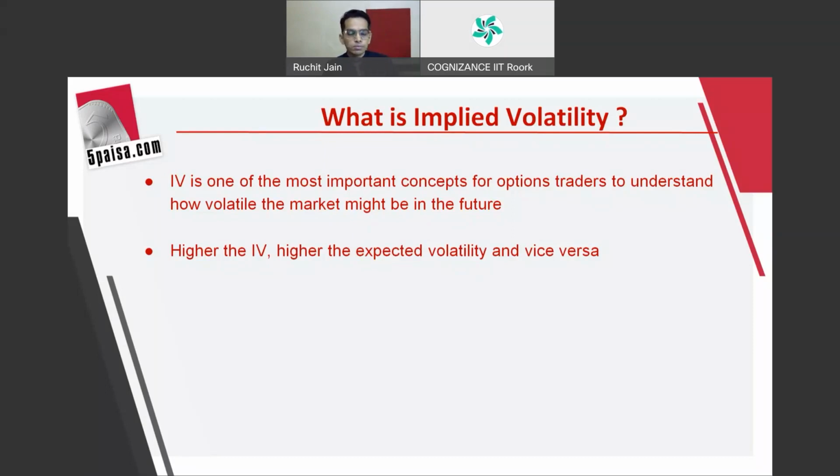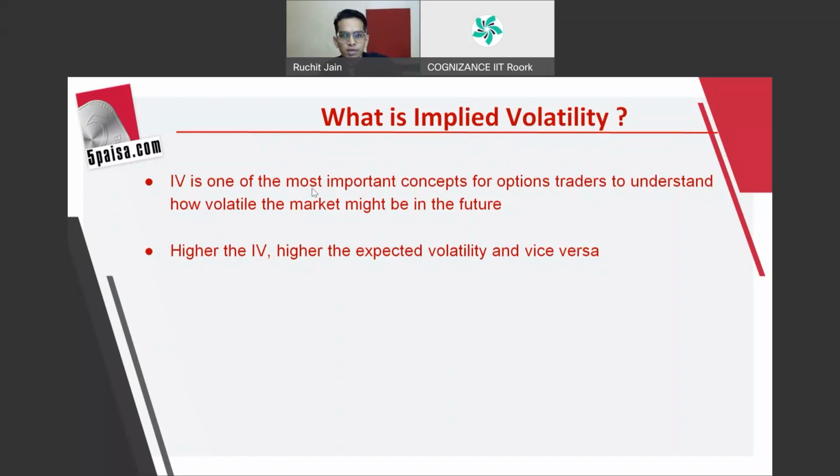The premiums, the price at which we buy and sell, are impacted by IV. One factor is time value, which we spoke about, right? The time value impacts options premiums. Second is underlying value. Means in the cash market, if the price goes up, then call option premium goes up, put option premium goes down, and vice versa. And IV is another very important factor which impacts options premium.